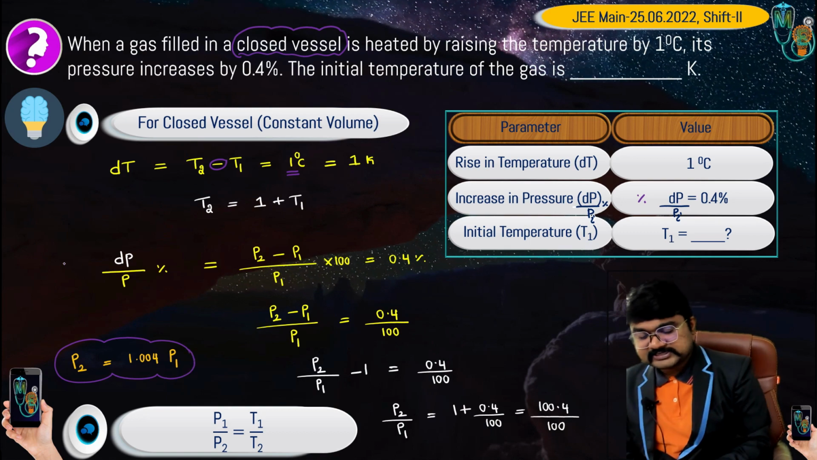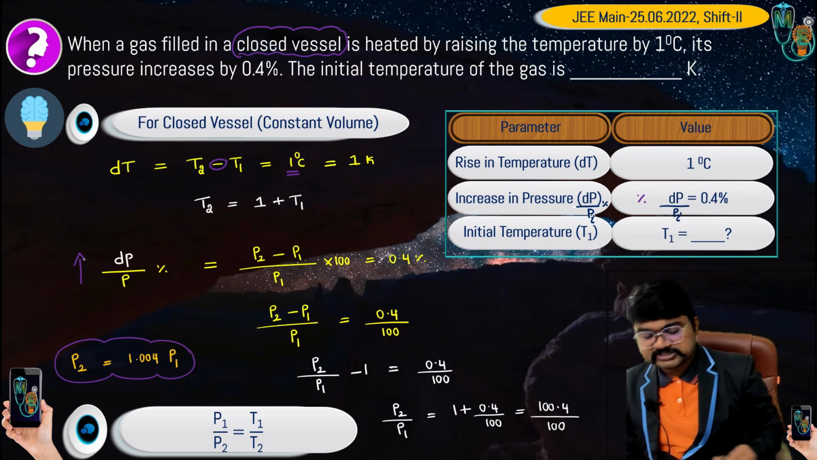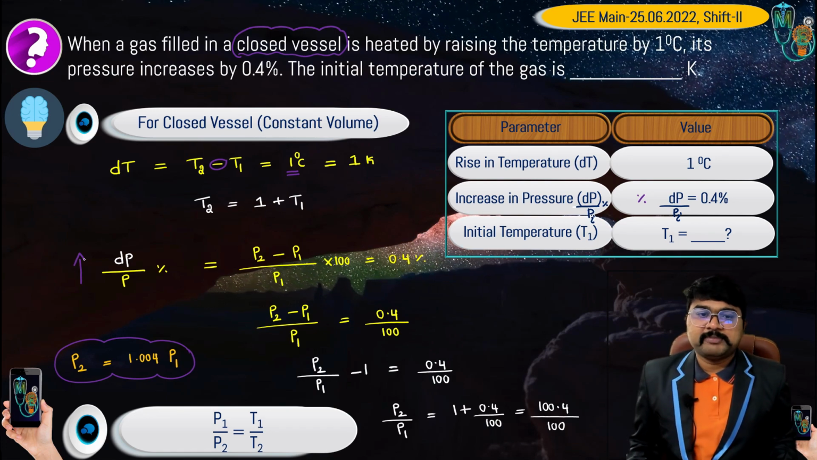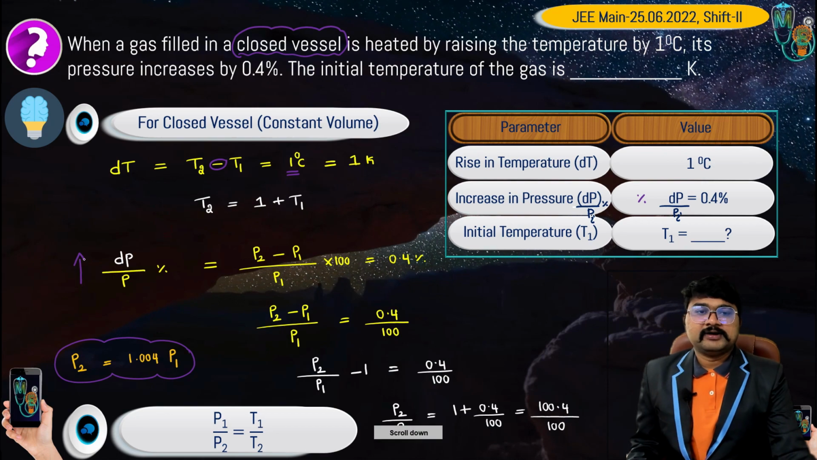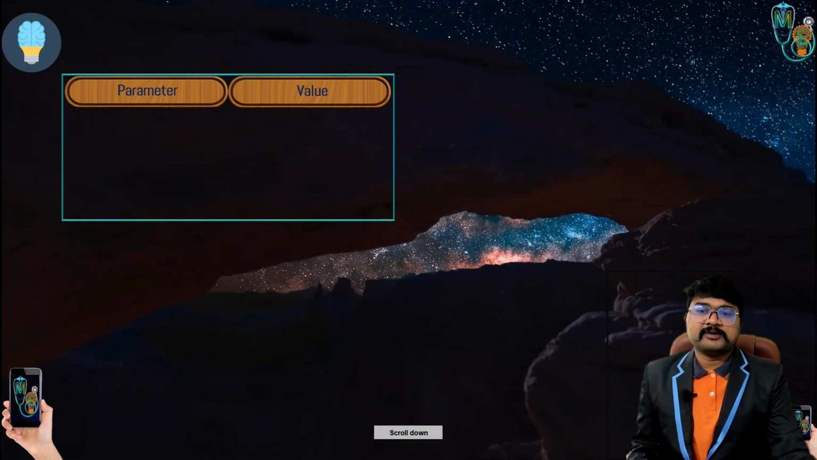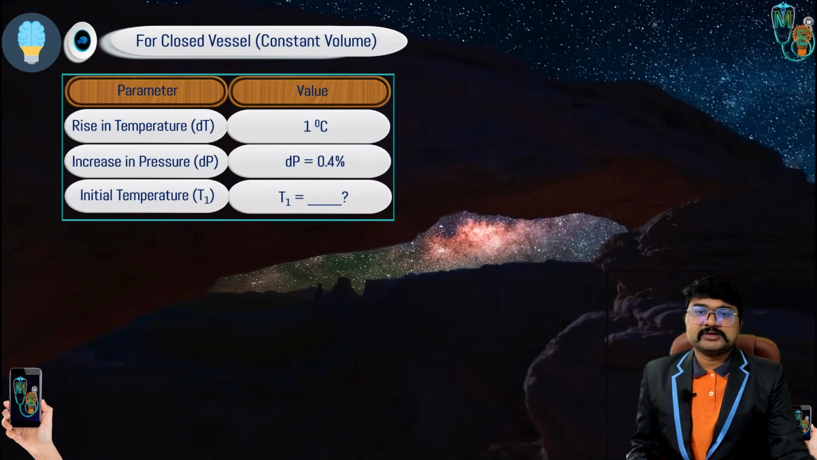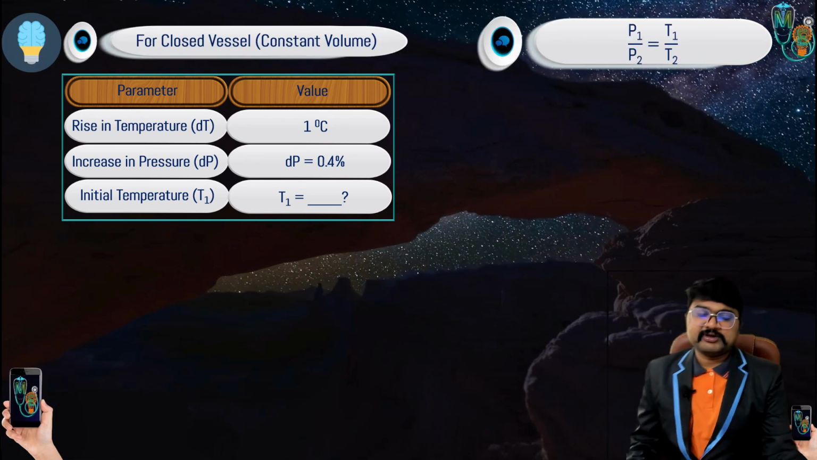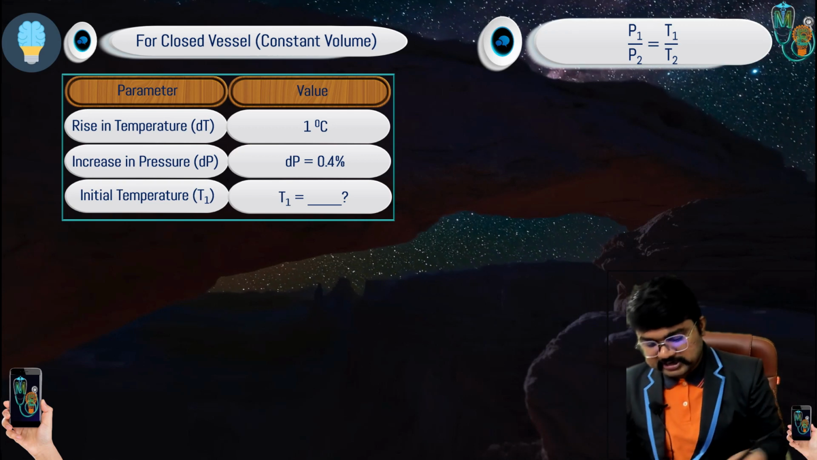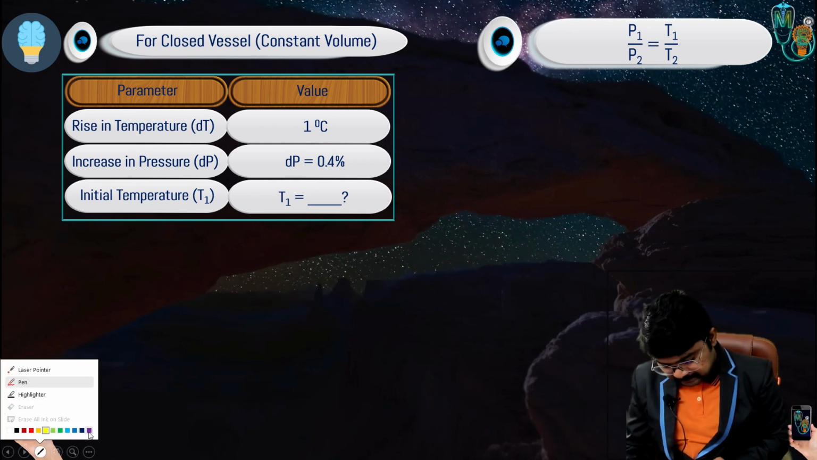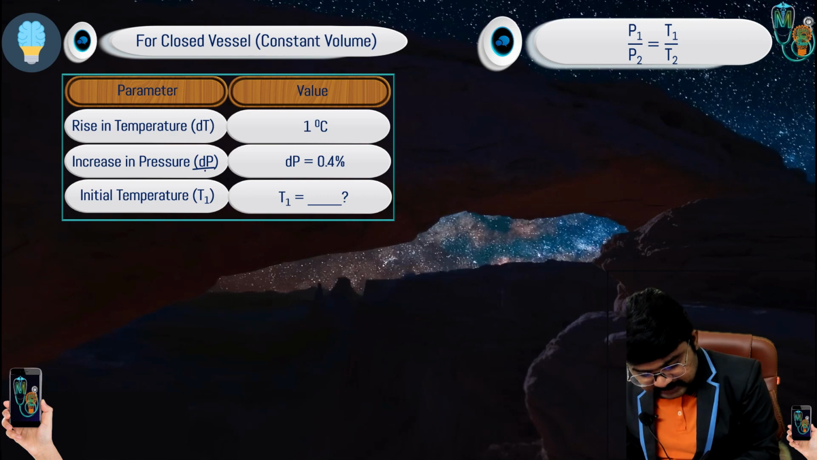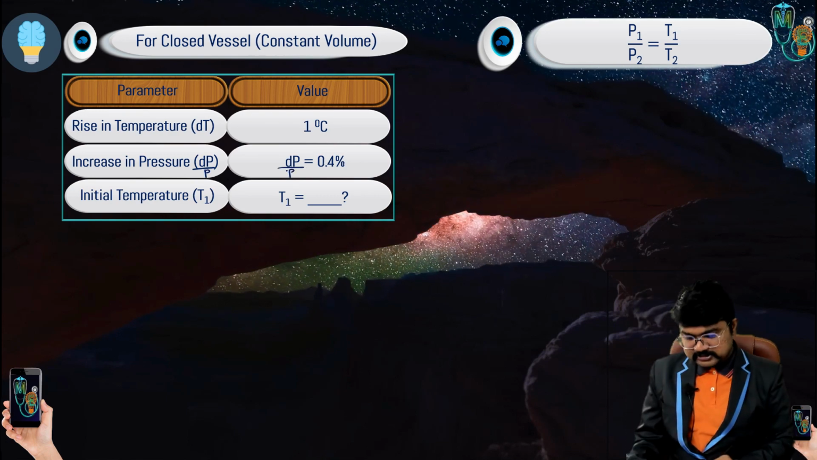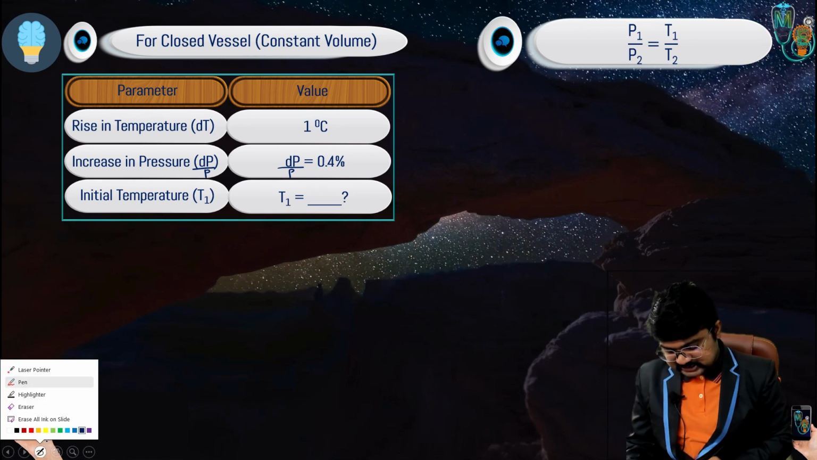So the percentage increase is nothing but dP by P. We need to write dP by P. Clear? Understood? Very simple to solve the problem. Here this is the percentage increase, and with volume constant, we already know pressure is directly proportional to temperature. That is the percentage increase.